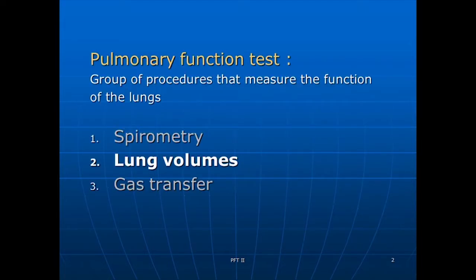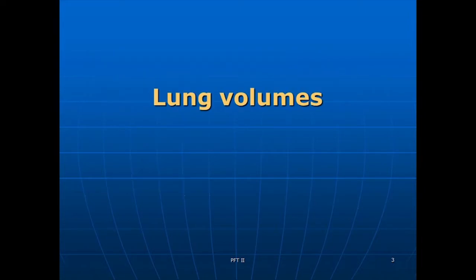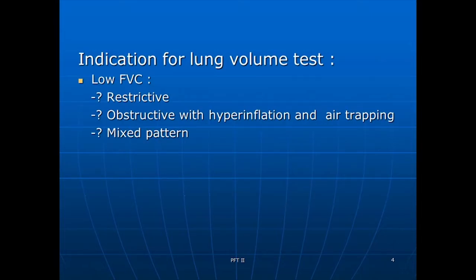So the second part looks at lung volumes. We looked at spirometry. Again, we looked at flow versus volume. Now we're going to actually look at lung volumes, measuring the actual volumes of the lungs. Lung volumes are a good indication for someone who has an obstructive versus a restrictive disease. For purposes of this lecture, we're going to say that anybody who has a low forced vital capacity is usually a restrictive lung disease. Sometimes they can be an obstructive pattern.